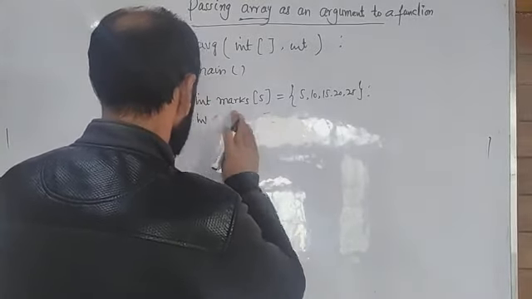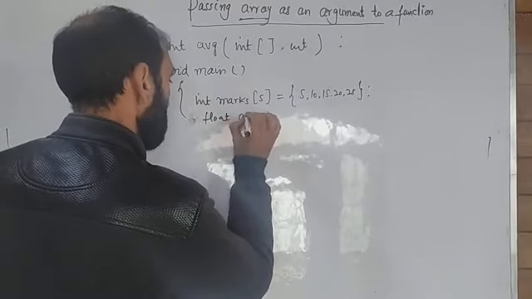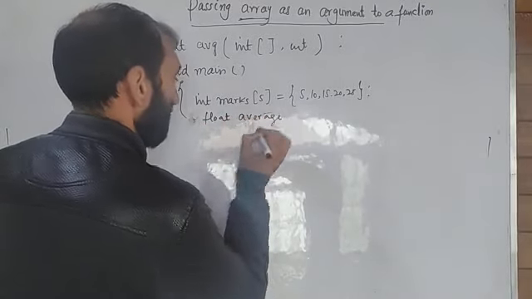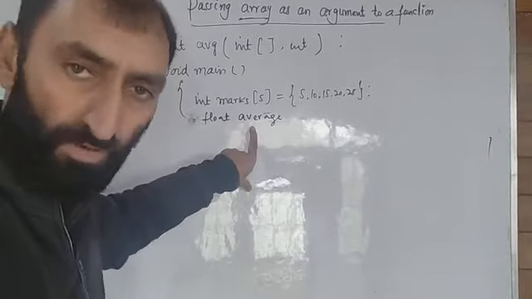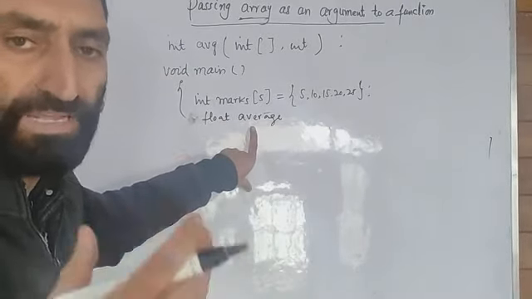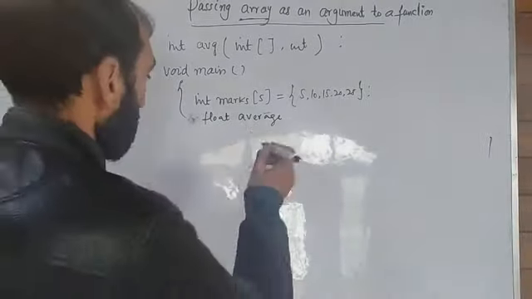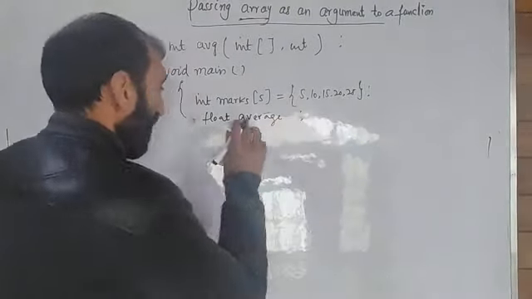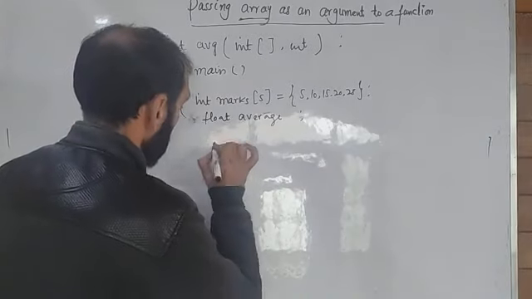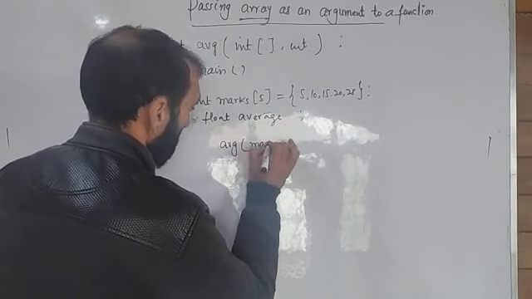And float average. Obviously the average may be a float as well, it can be 3.5 or 8.5. So I am declaring average here. And after that, average, this is a function call.